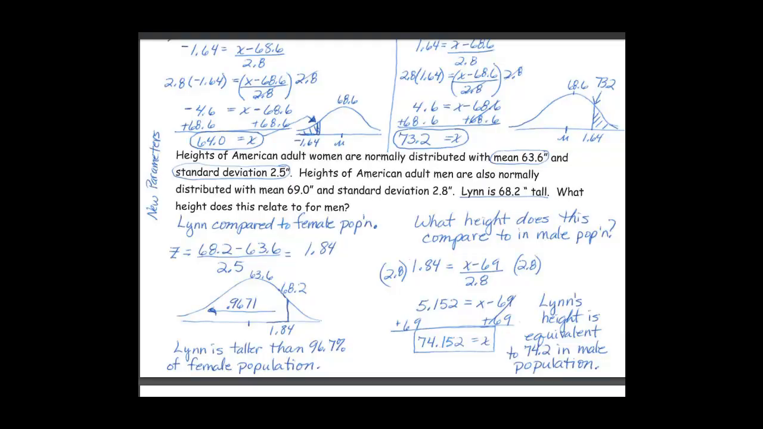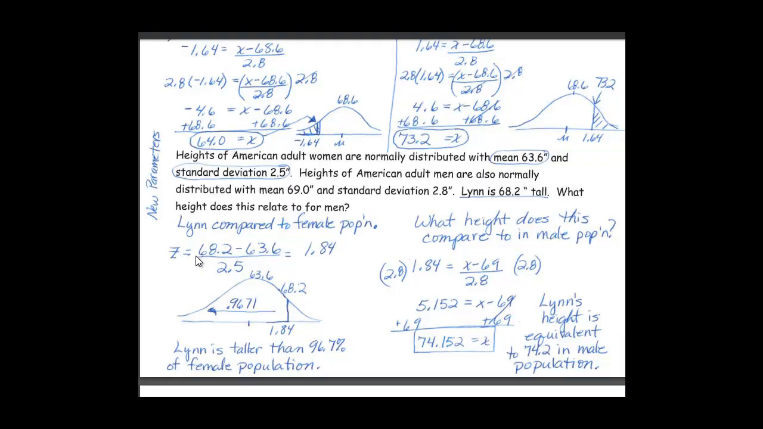So we have parameters for two different populations here. We also have a data value for the female population. Lynn is 68.2 inches tall. What height does this relate to for men? So we have what we need for the female population. Let's go ahead and see what happens here.